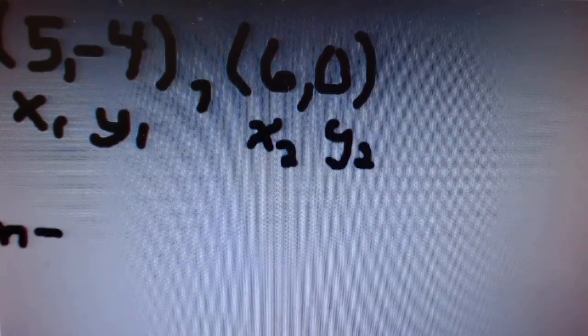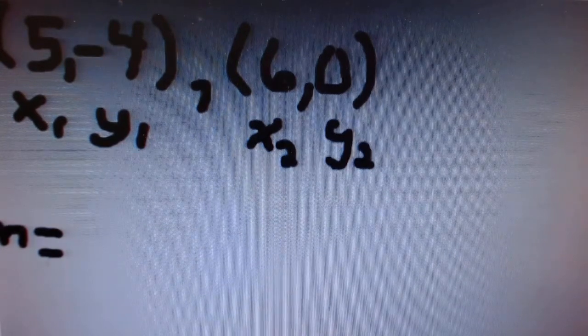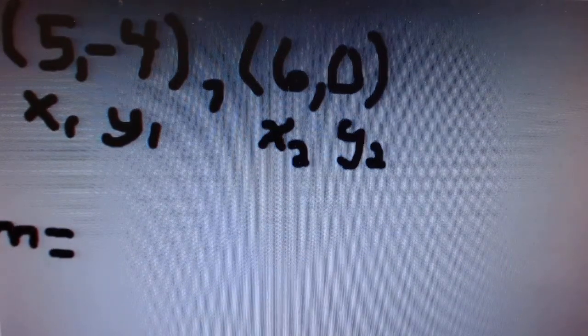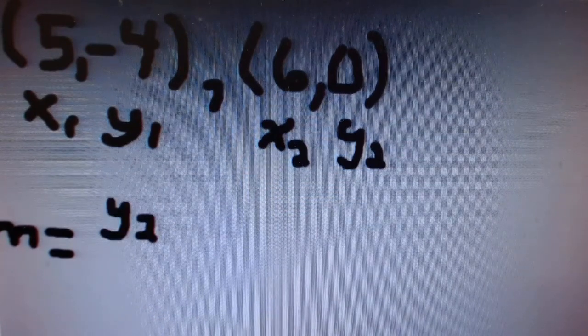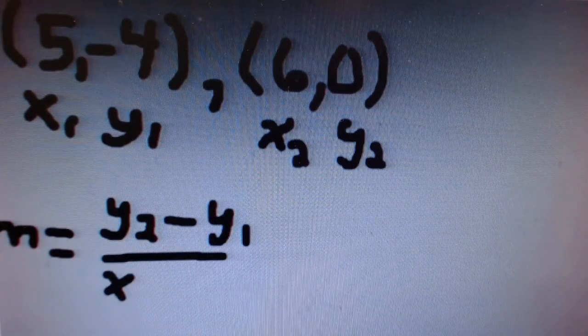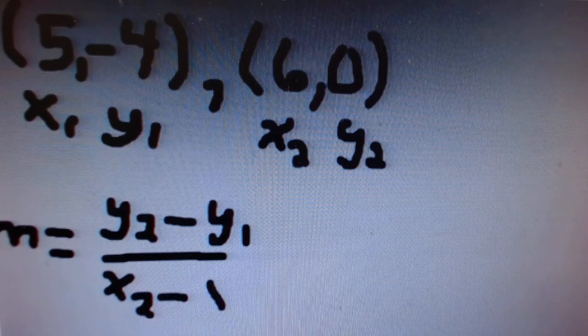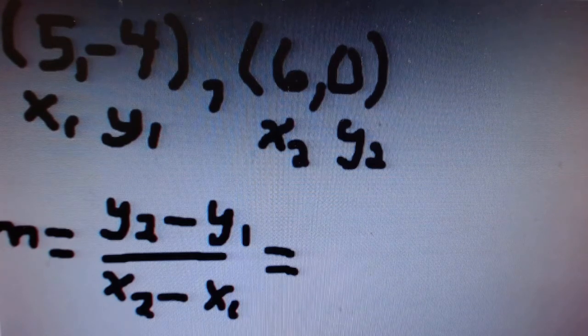To solve this, I'm going to use the slope formula, where the letter M stands for slope. The slope formula is y2 minus y1 divided by x2 minus x1. So it's basically the change in y divided by the change in x.